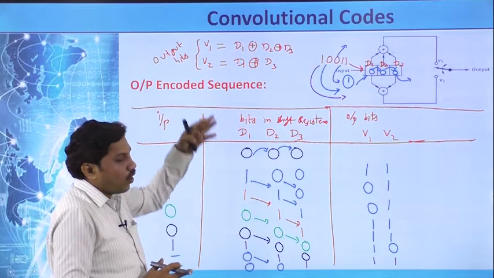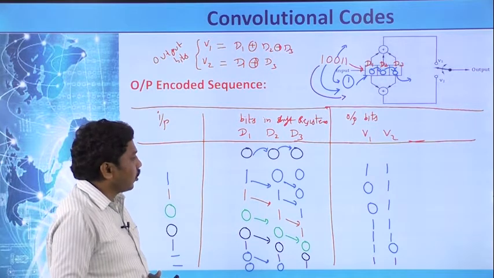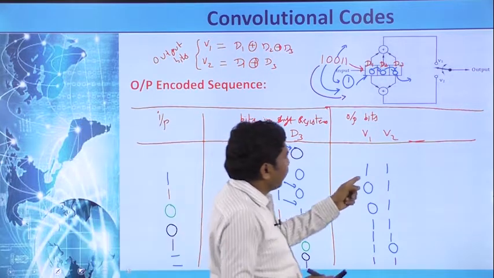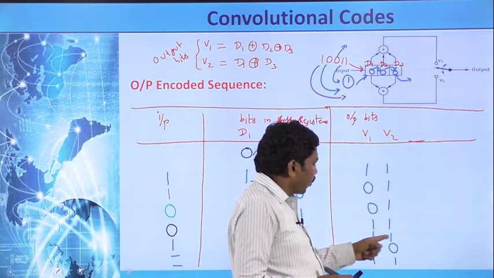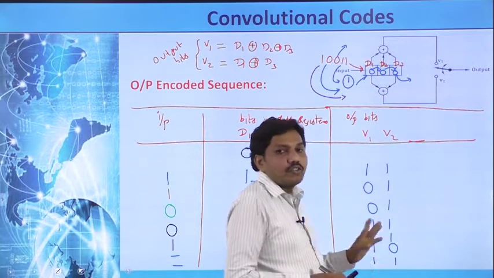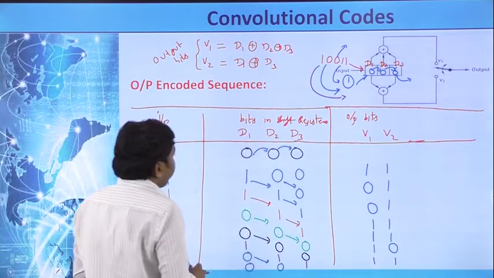So what is the output of the encoder? The output of the encoder is 11, 01, 01, 11, 11, 10, 11. So that is the output of the encoder.